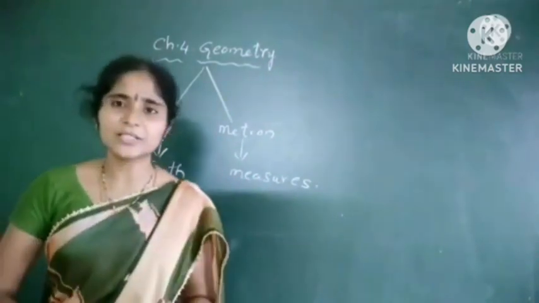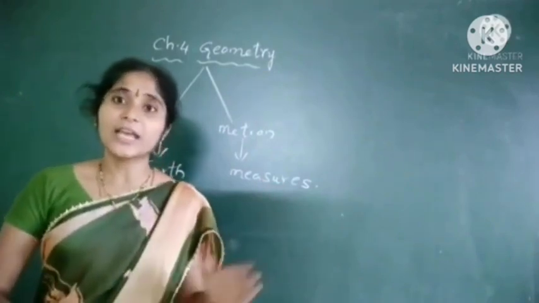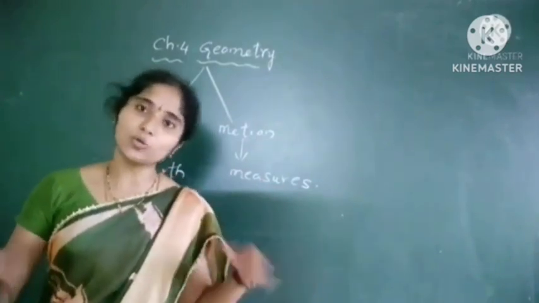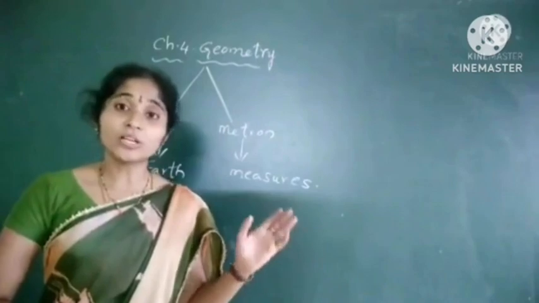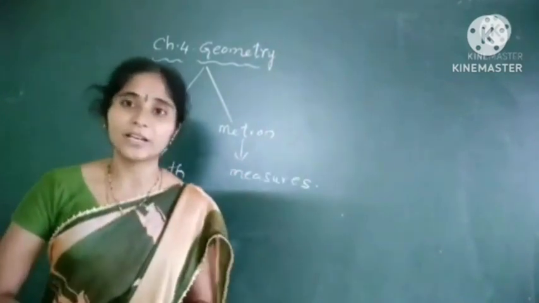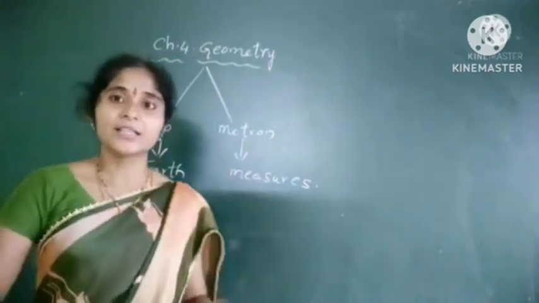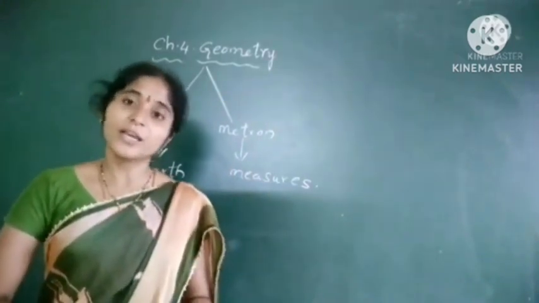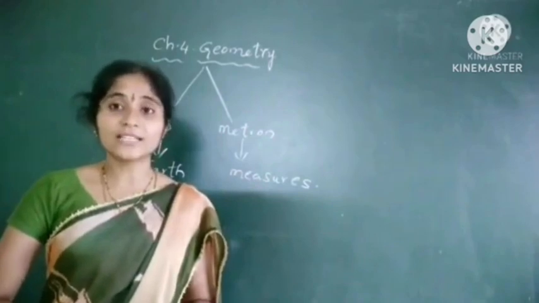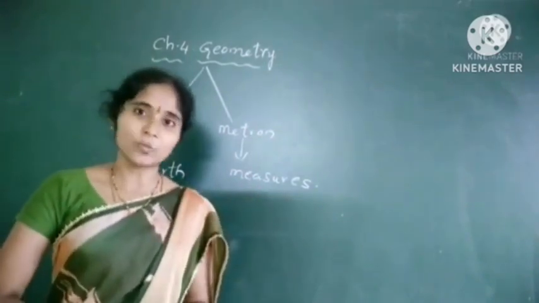What are earth measures? In our earth so many shapes are there. Every object is related to one shape. That's why we have to discuss the earth measures in this geometry. In this third class we will learn only some basic concepts. Later, in the higher classes, we will go through geometry deeply.